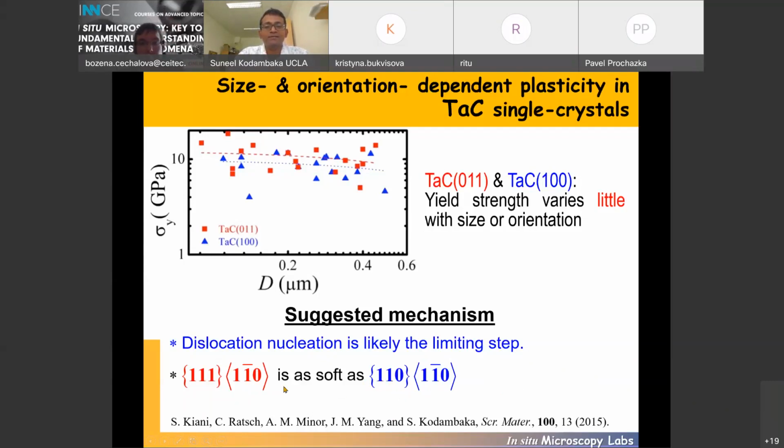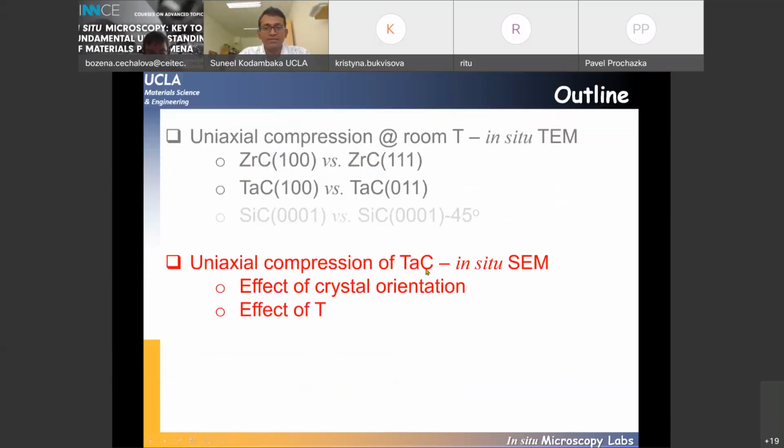Now, depending on the crystal, depending on the material, even though it is the same crystal structure, you can have a different slip system operating. And this is the surprising aspect that was not known previously. And I'll come back to this more when I'm talking about the higher temperature compression test conducted on tantalum carbide in the SEM.